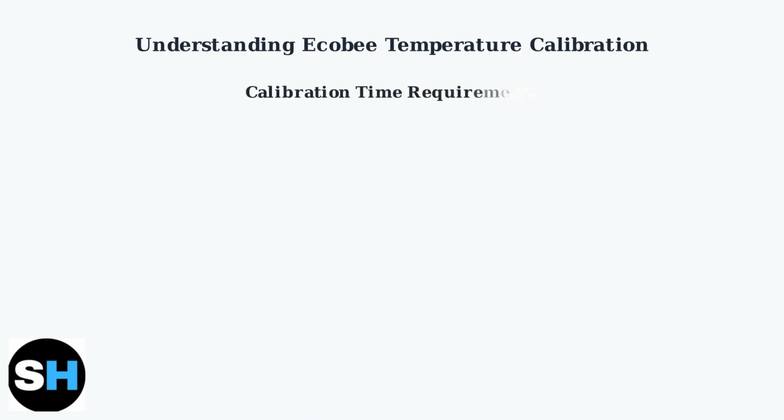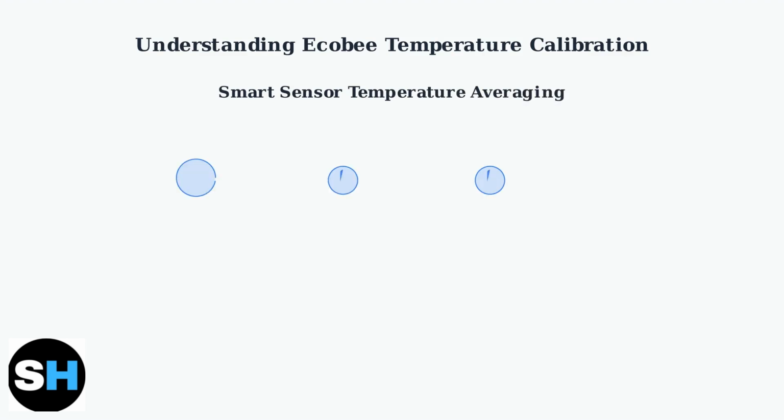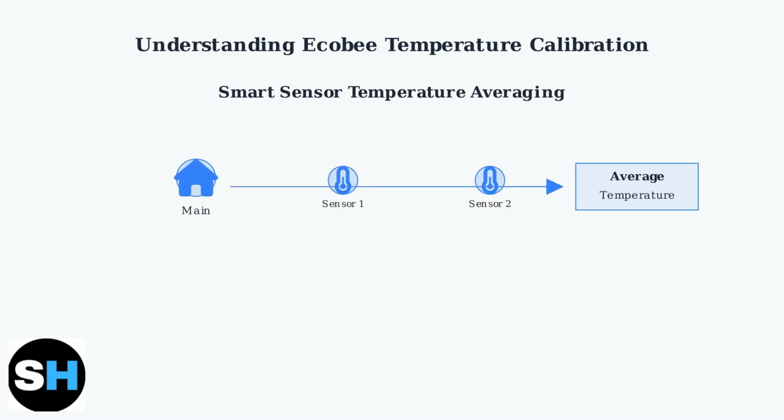Keep in mind that calibration takes time. It can take up to 20 minutes for the Ecobee Smart Thermostat to calibrate its temperature sensor properly. If your device has an air quality sensor, calibration can take several days. If you have smart sensors connected to your Ecobee system, remember that the displayed temperature is an average of all participating sensors, not just the main thermostat.